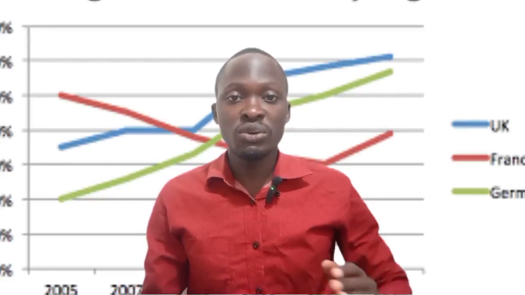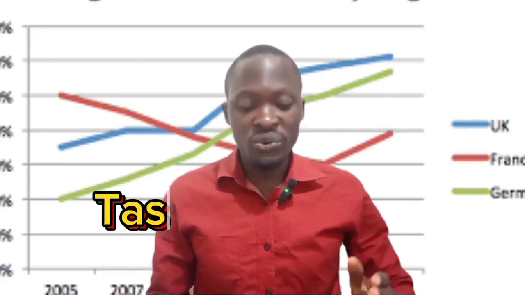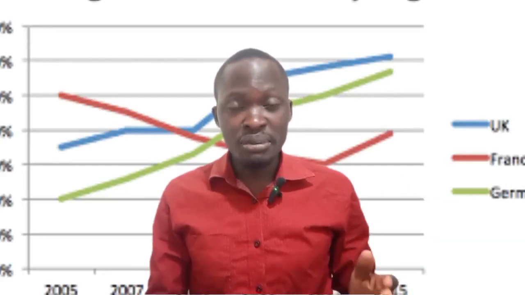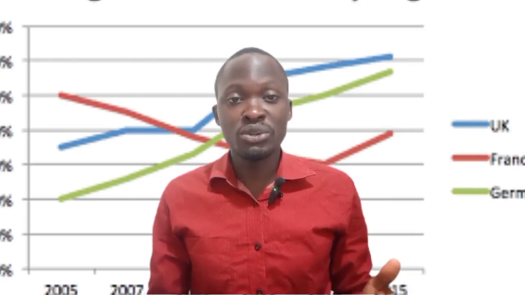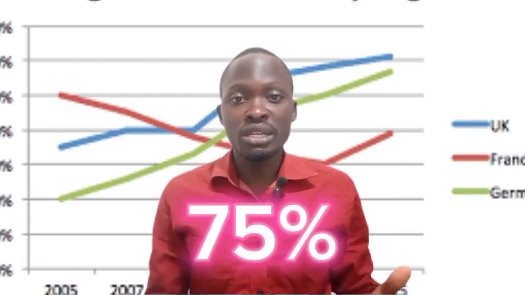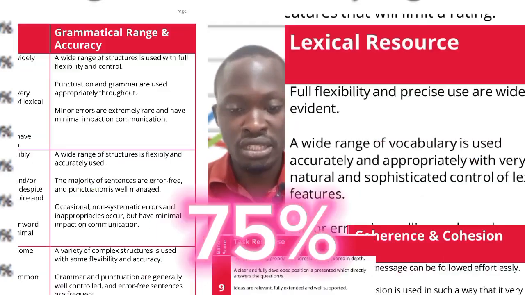So in this video we are going to talk about task 1 writing, description of vocabulary. First of all, by simply improving on your vocabulary, you're going to score 75% more in those band descriptors. So guys, let's get started.